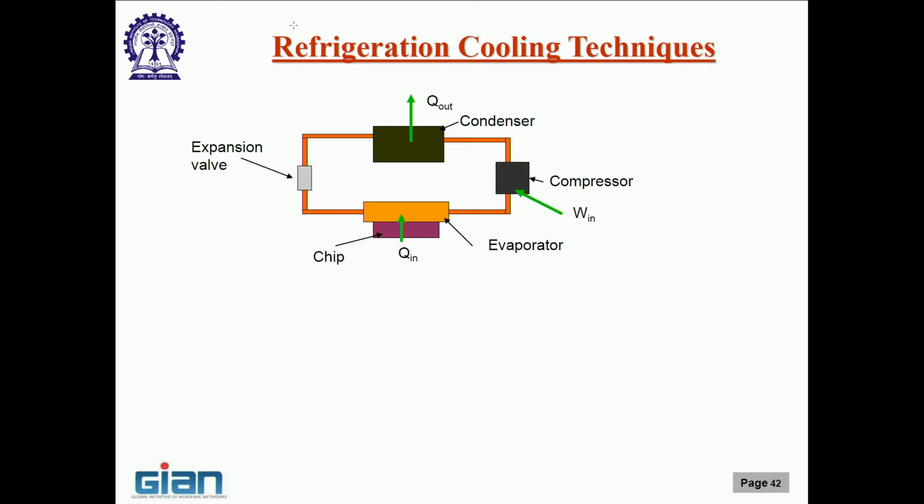Of course the temperature inside our refrigerator is much lower compared to the outside ambient, but I am rejecting heat from the refrigerator to the ambient, and the way I am doing it is by using a compressor, because I am actually supplying external energy. Typically in a refrigeration system, I have an evaporator, a condenser, a compressor, and an expansion valve.